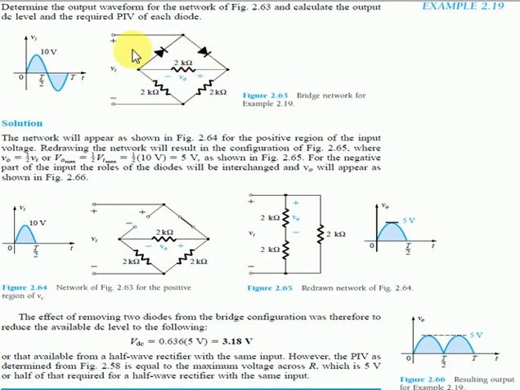If we see in this figure, when the positive cycle is here, then this diode will be reverse biased and this diode will be forward biased, as given in this figure. This is an open circuit because this diode became reverse biased, while there is a short circuit because of the forward biasing of this diode. So this is the equivalent circuit when there is the positive cycle here.